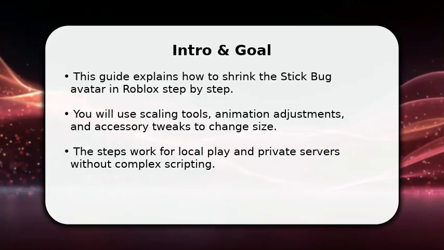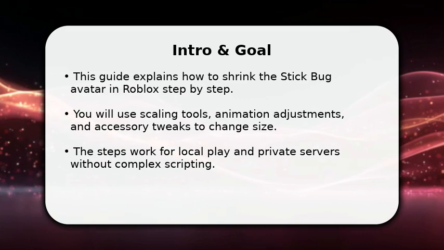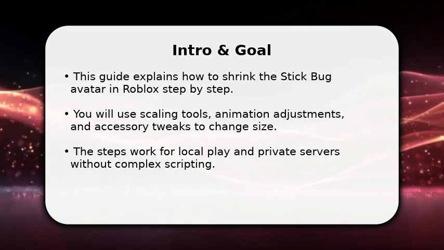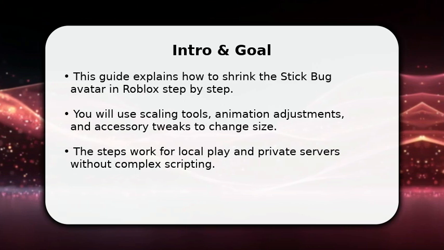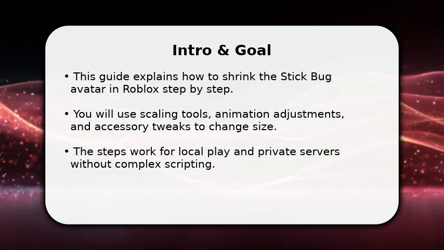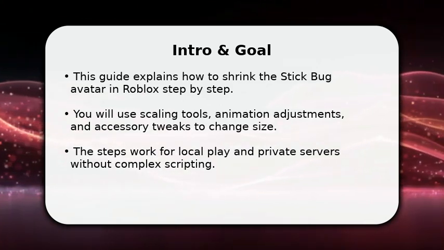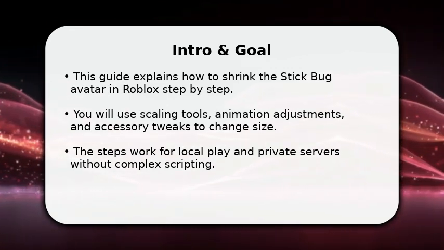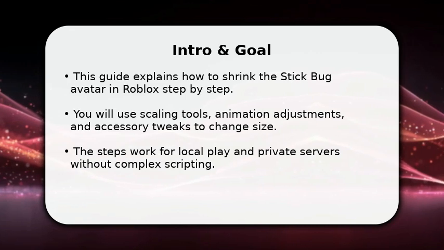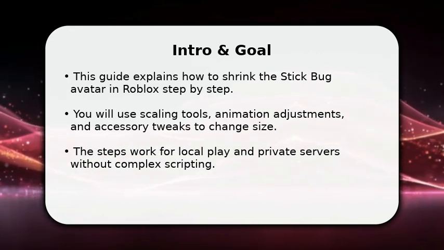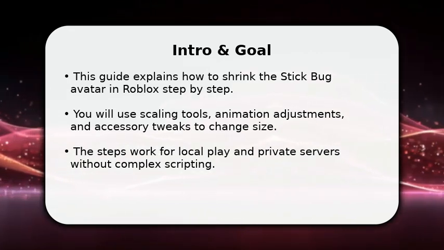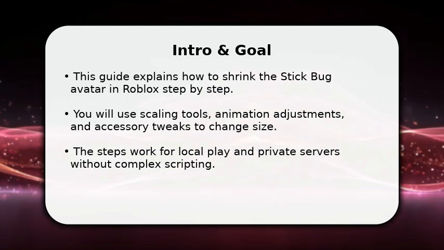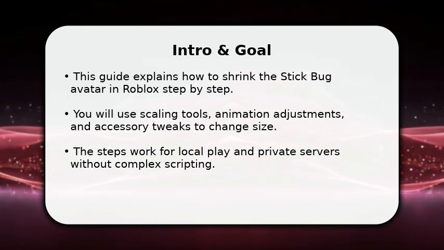In this video, I will show how to make stick bugs small in Roblox full guide. Open Roblox Studio and load the avatar or game where you want the stick bug to appear small. Use the scale tool to reduce the model uniformly, then check collisions and pivot points. Adjust animations to match the new proportions and resize accessories so they fit. Test in play mode and tweak camera distance for the best visual effect.